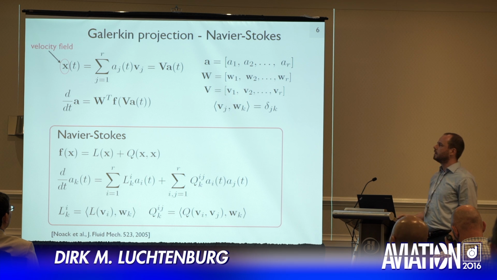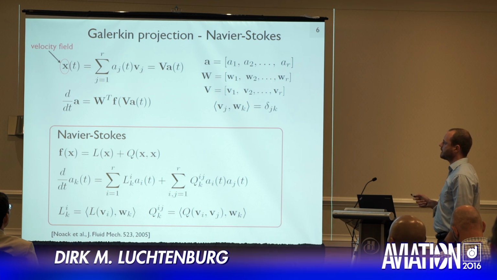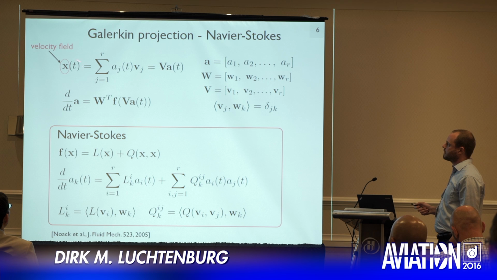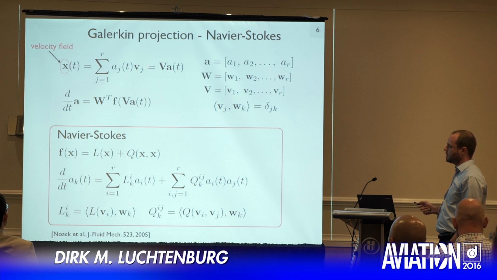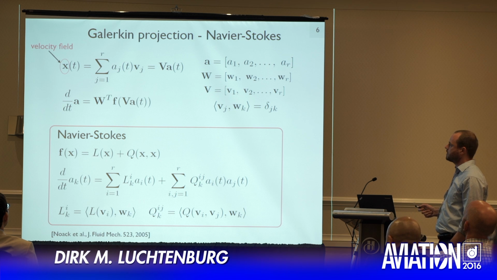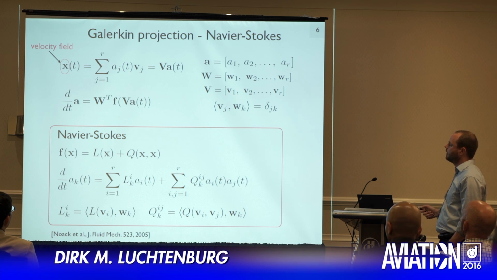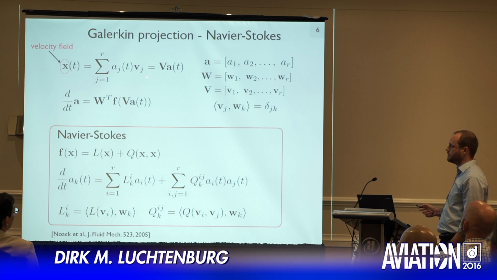Okay, so here we have this once again. So again, the state here represents, say, a velocity field. Now we're going to assume that the velocity field can be decomposed by spatial modes, denoted here by V, and temporal coefficients, denoted by A here. So your velocity field is assumed to be a linear combination of these vectors V here.